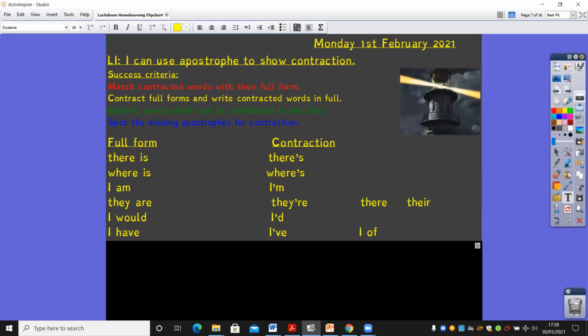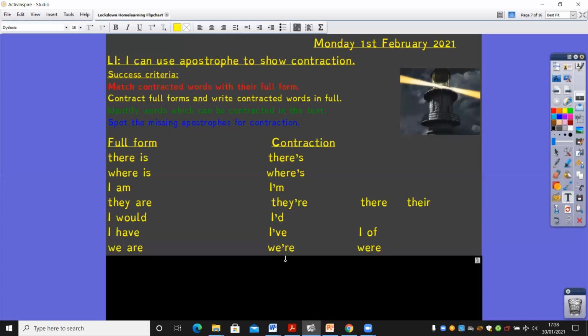Now we have to be careful, children, because sometimes people say instead of I have, they say I of. That is grammatically incorrect, and our Queen would definitely not use I of. We wouldn't say I of. We would say I have, children. So be careful to use the correct form in your writing, children. Now let's have a look what is our next example. We are.